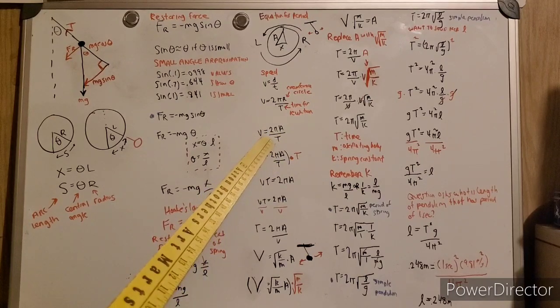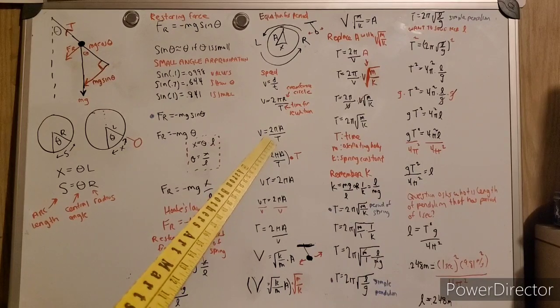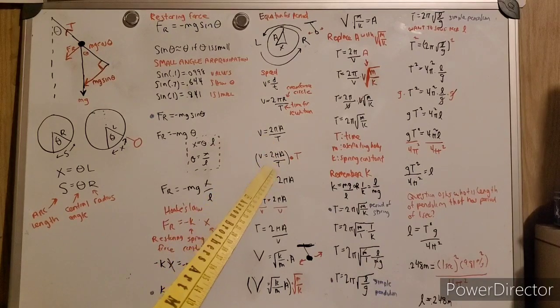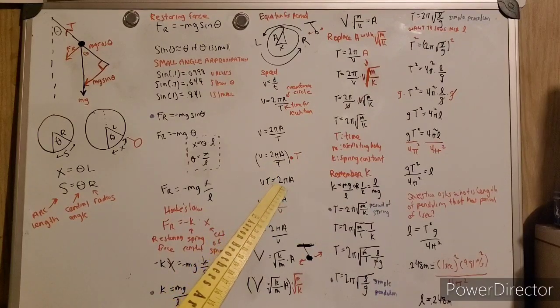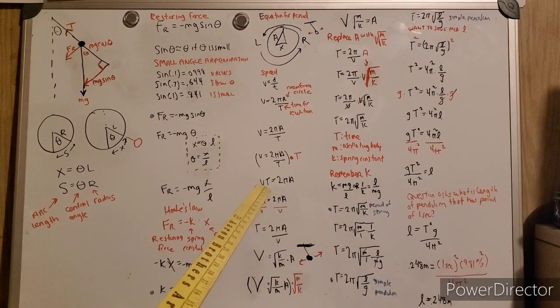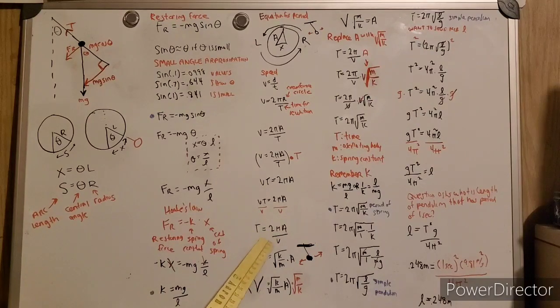But we want to find t, we want to get t by itself, so we're going to have to do some manipulation. Multiply by t on both sides. On this equation, we get vt is equal to 2 pi amplitude. And we want to get t by itself, so we divide by v on both sides, as shown. And we end up getting t, time, is equal to 2 pi amplitude divided by v.